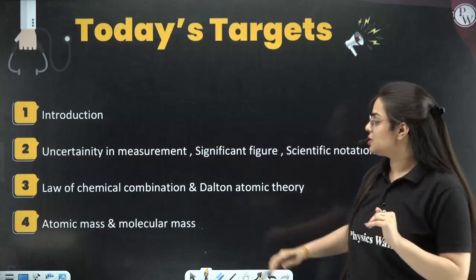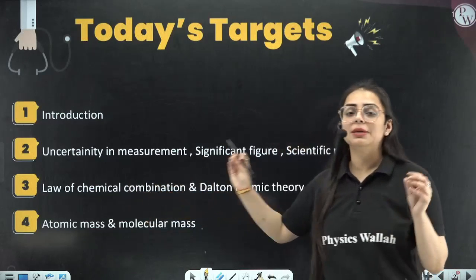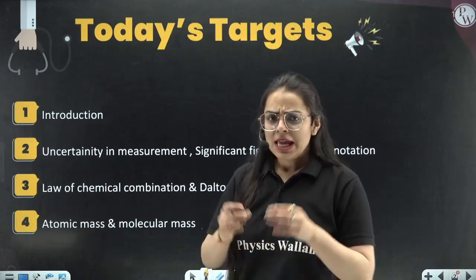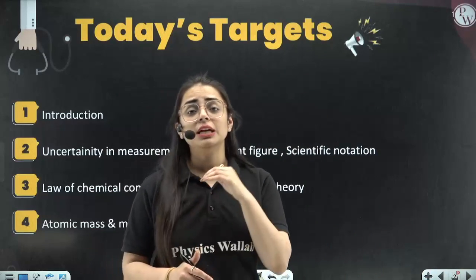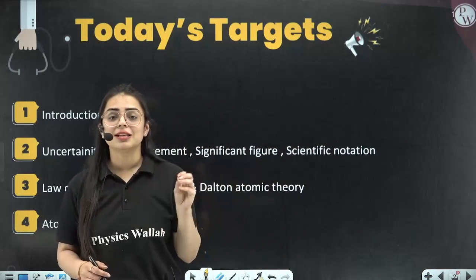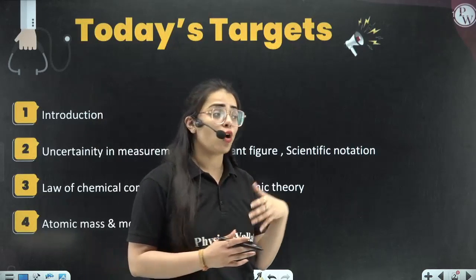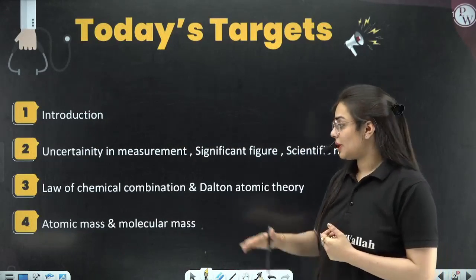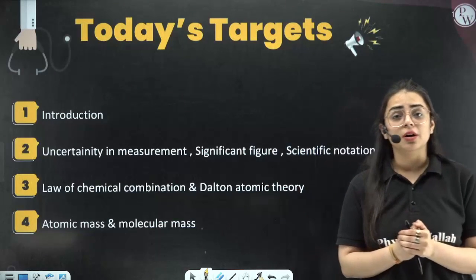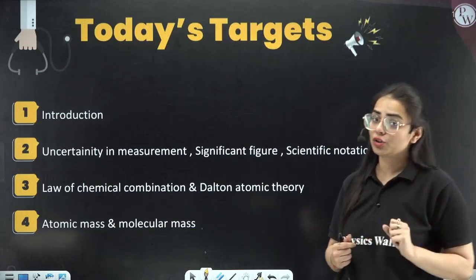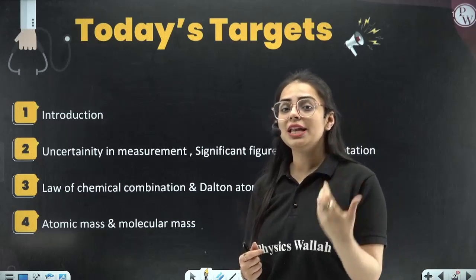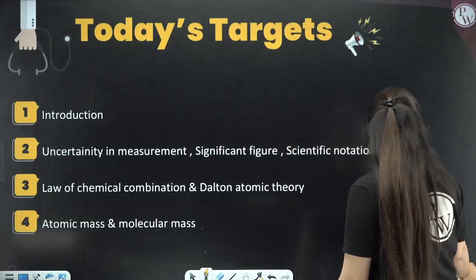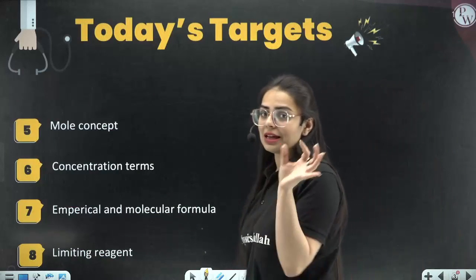After that, students, we understand about the laws of chemical combination and the Dalton atomic theory. In laws of chemical combination, we study various laws such as the law of multiple proportion, law of reciprocal proportion. And then we understand the terms atomic mass and molecular mass, where we usually calculate atomicity. Now, moving further to the most important topic, that is mole concept.